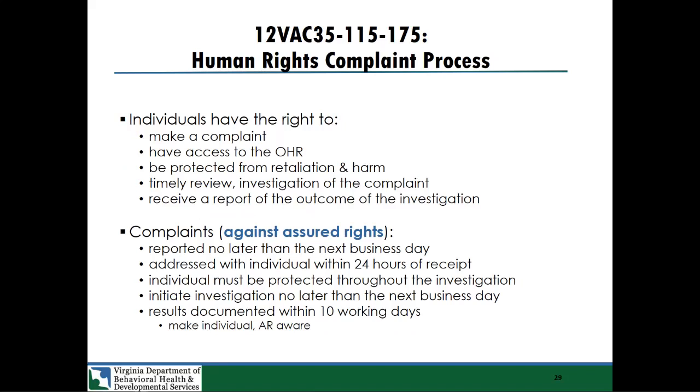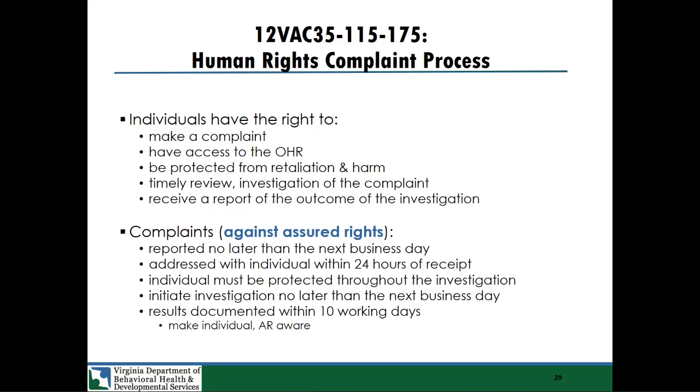Section 175. The human rights complaint process is perhaps one of the most important sections of the regulations. It not only documents individuals' rights concerning complaints against their rights, but provides specific procedures for your compliance as providers in guaranteeing or assuring individuals' rights to complain and their protections, as documented here, are fully realized.